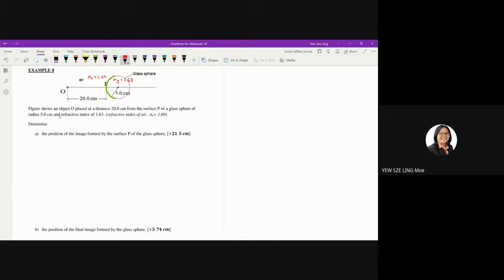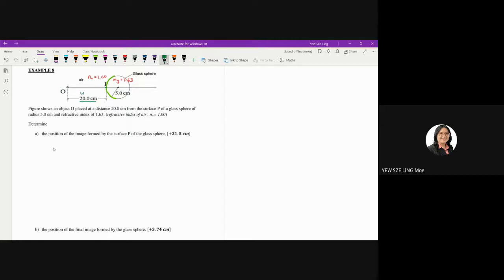Right now, question A asks you to determine the position of the image formed by the surface P, which is the front surface, the first refraction, the refraction at the front surface of the glass sphere. So what are we going to do? When it comes to these questions, you ignore the second refracting surface first. You're just going to focus on the first refracting surface. So this is your point P, and the object is located 20 cm from P. It means this 20 cm is your U.